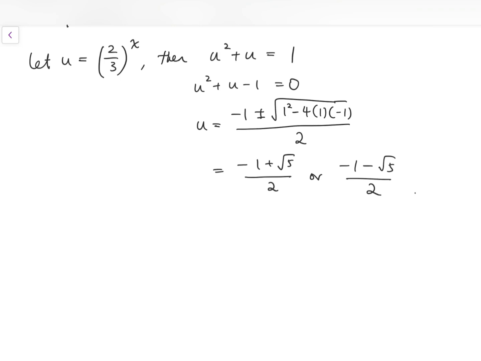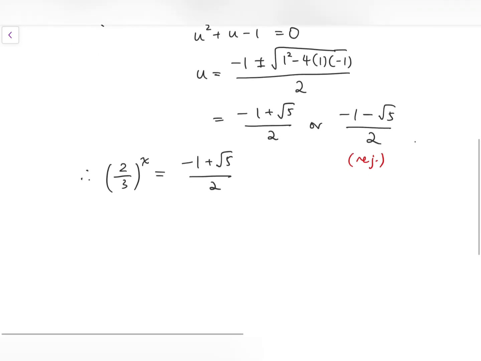But since our base is a positive number, its power should be positive. So I'll have to reject the negative case here. That means I'm going to reject minus 1 minus root 5 over 2. So that means 2/3 all to the power x equals minus 1 plus root 5 over 2.